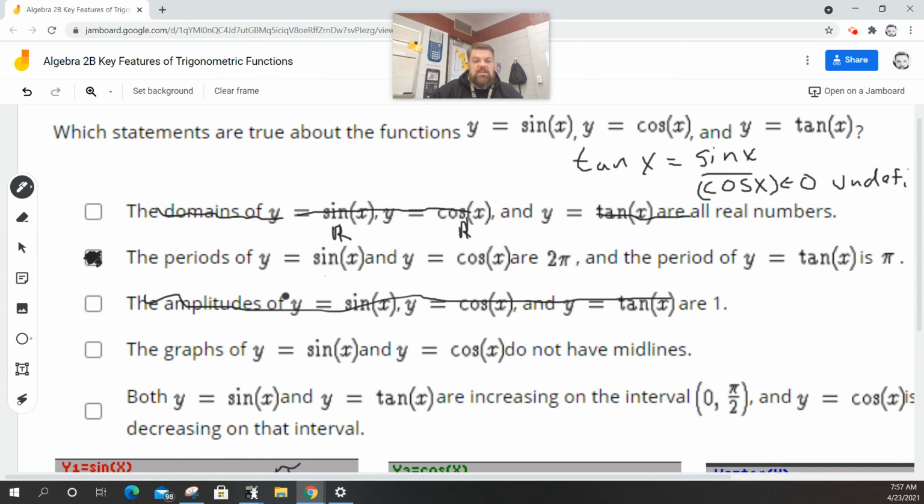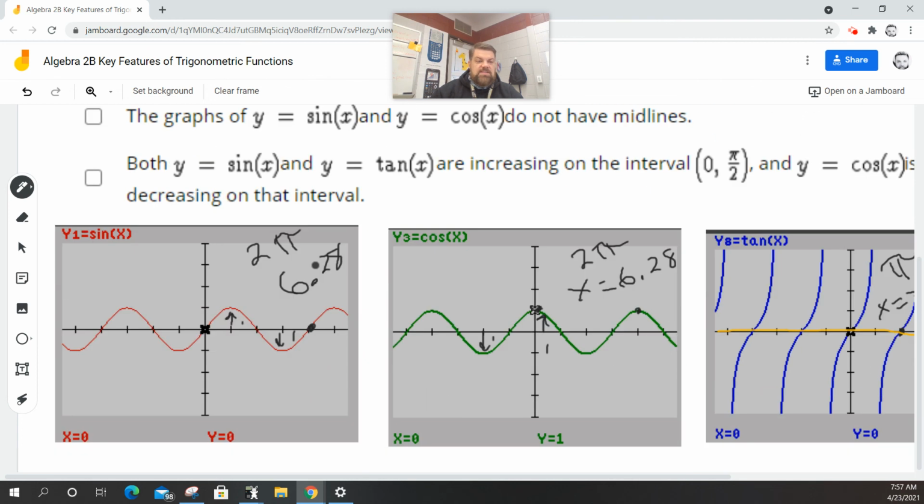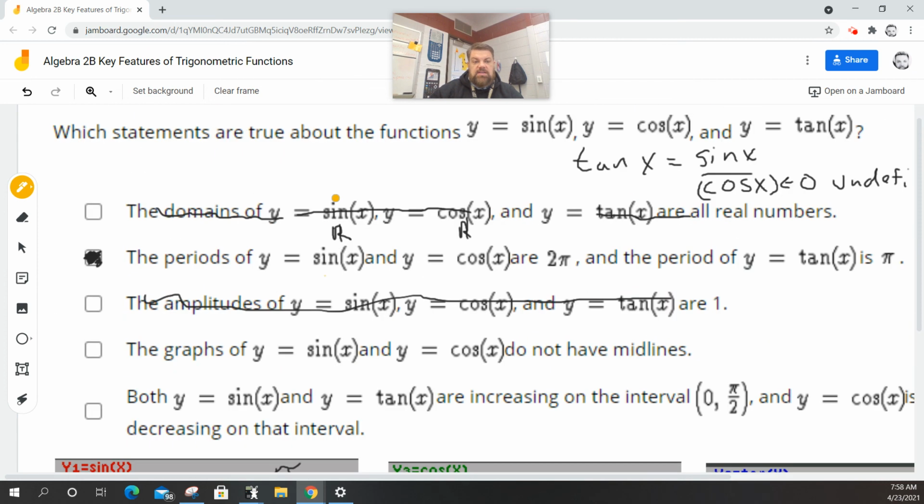What's the next option? So this one won't work. The graphs of sine of x and cosine of x do not have midlines. No, that's not true. The midline is if you can cut the sinusoidal wave in half. So they do have midlines. And in this particular case, on the parent functions for sine and cosine, the midline is just the x-axis. So that's the midline. So that one is not true. They do have midlines.